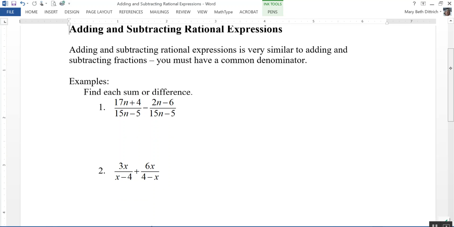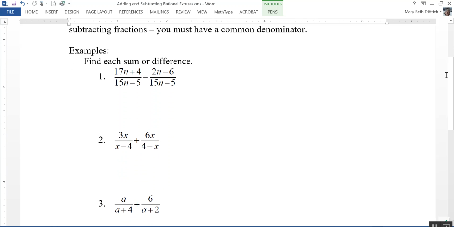Our first example is 17n plus 4 over 15n minus 5 minus 2n minus 6 over 15n minus 5. This one's nice. It has a common denominator. I don't have to worry about that. So what I'm going to have is 17n plus 4 minus, be careful, the whole quantity 2n minus 6, all over the one denominator. So what that's going to give me is 17n plus 4, and I will subtract each term in my second polynomial over my common denominator.